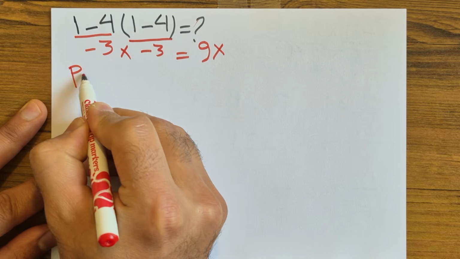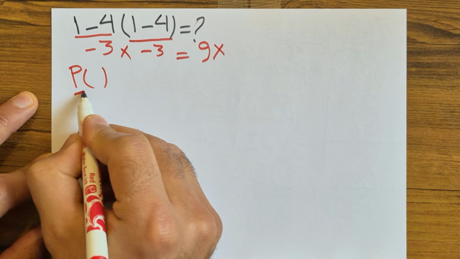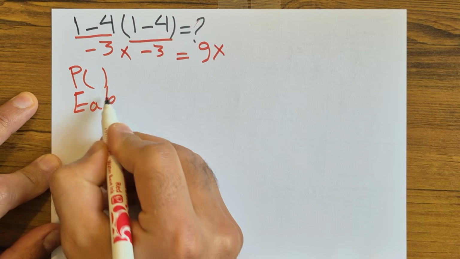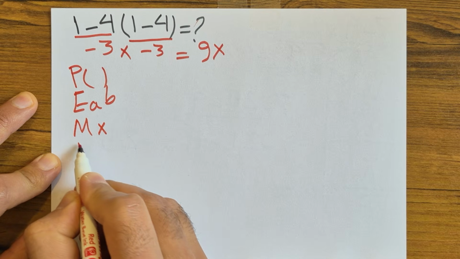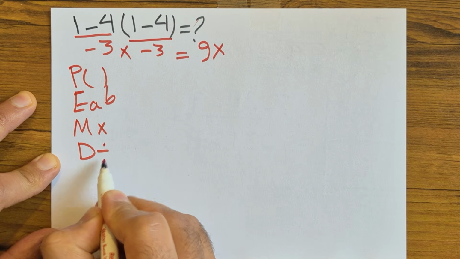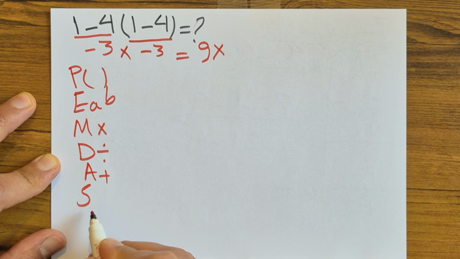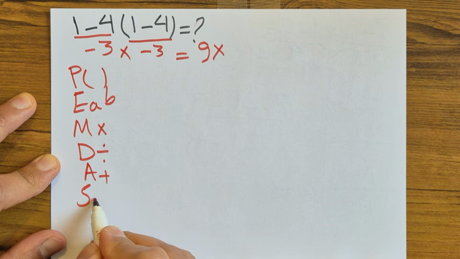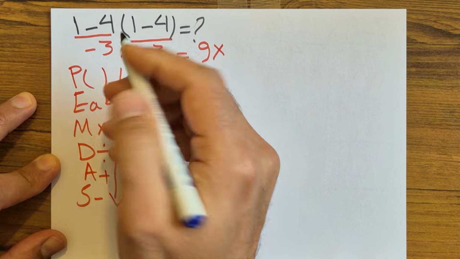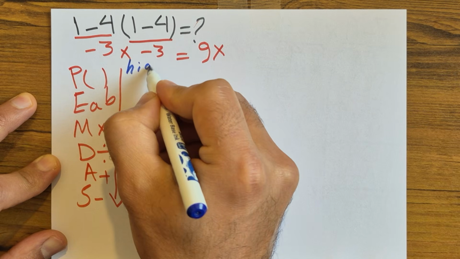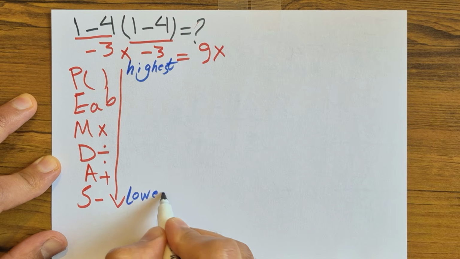So P stands for parentheses, E stands for exponents, M stands for multiplication, D stands for division, A stands for addition, and finally S stands for what? Subtraction. And this gives us an arrow of priority. It means that here we have the highest priority and here we have the lowest priority.